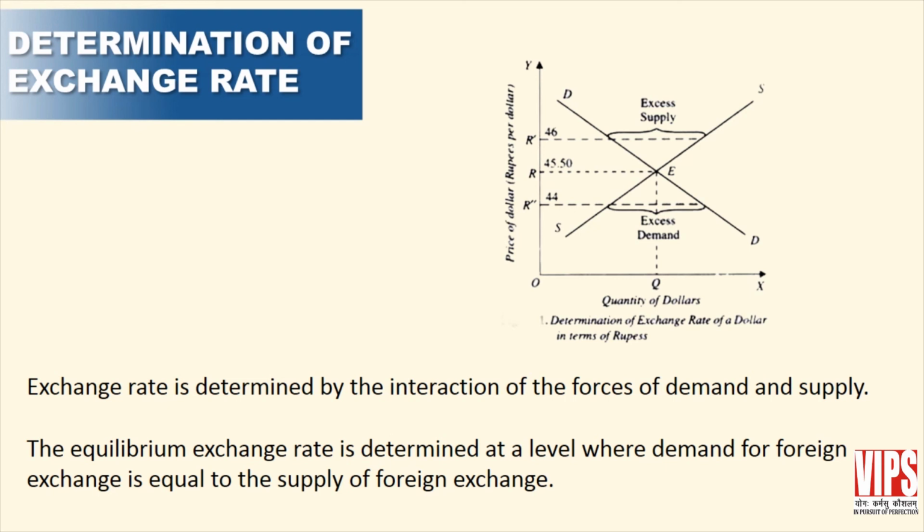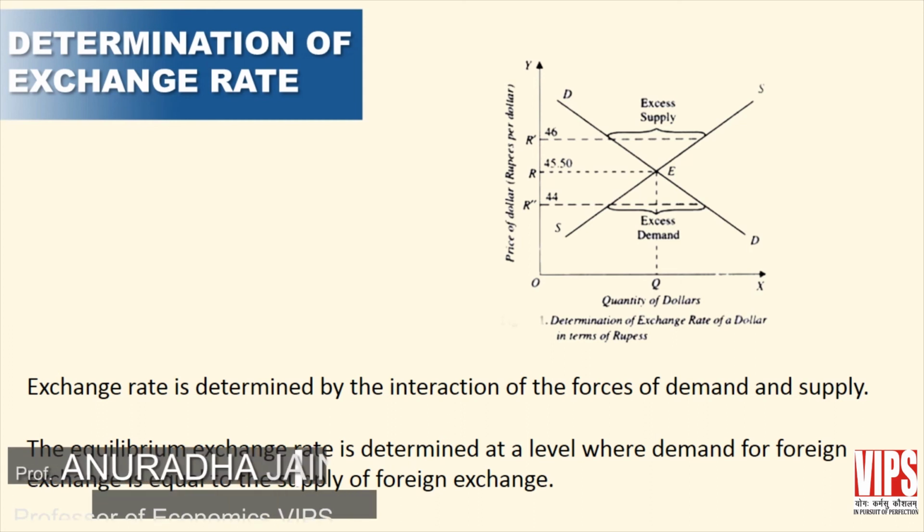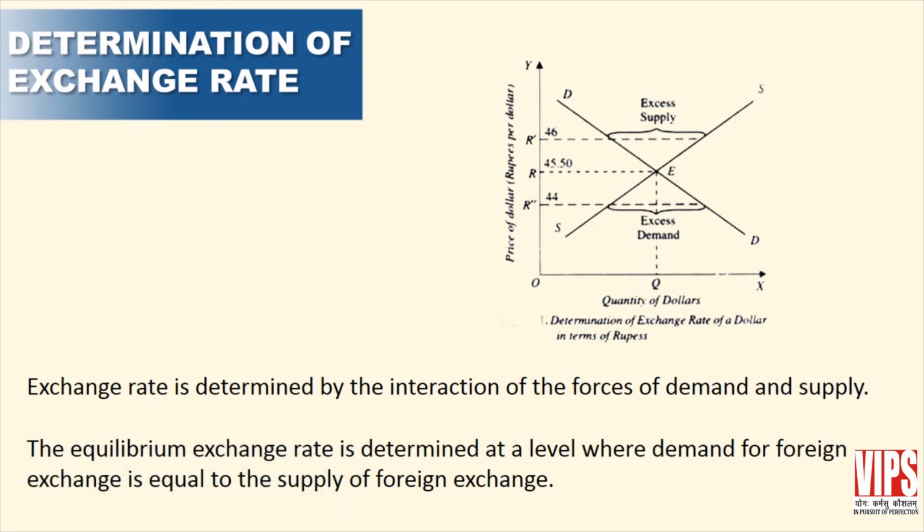If the exchange rate is less than this, at point R double dash, then there is an excess demand for foreign exchange, because if the rate of exchange is very low, then the demand increases and the supply goes down. So, there will be excess demand, as you can see in the diagram. If the rate of exchange is more than this, at R dash, like 46, then the supply will be more than the demand and there will be excess supply in the market.